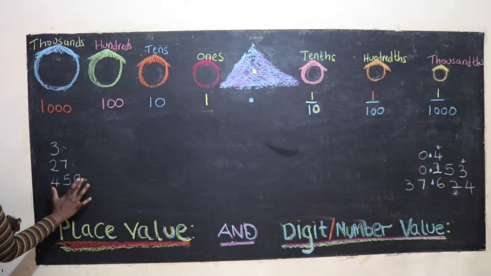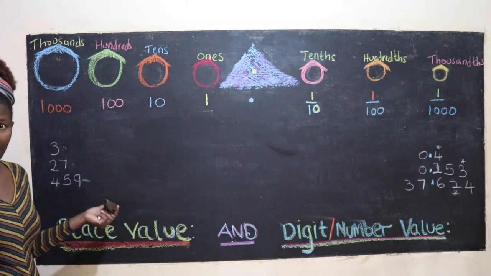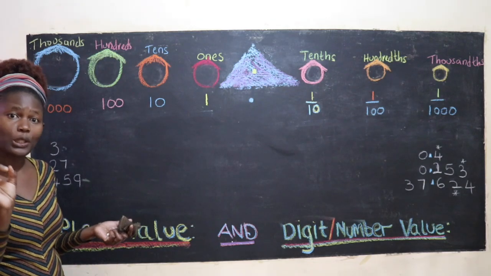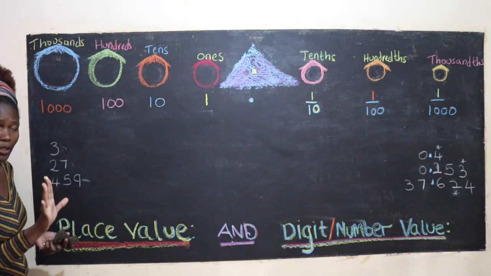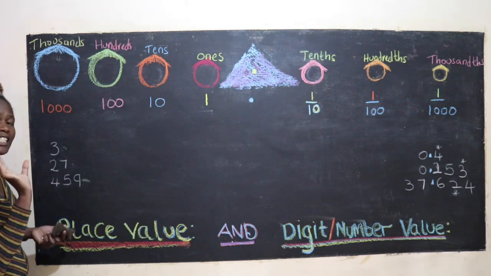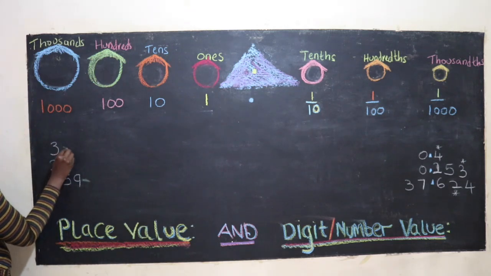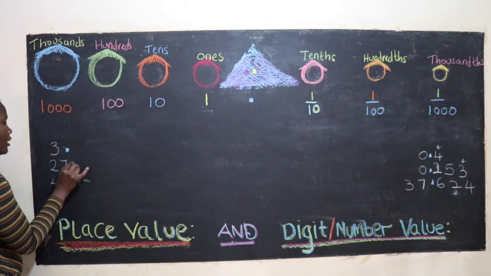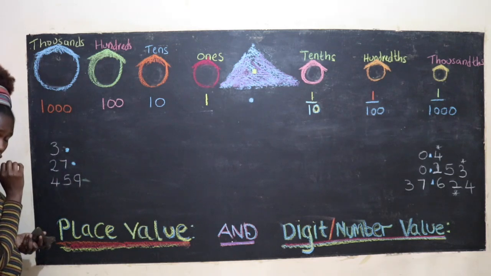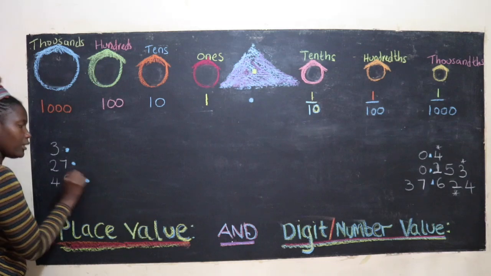When you see a number like 3, 27, or 459, you really don't see any decimal there. But I want you to know that there is a decimal that is not shown. It is hidden, and it is hidden after the number. So behind 3, there is a decimal. Behind 27, there is a decimal that will not be shown. And behind 459, there is still a decimal.